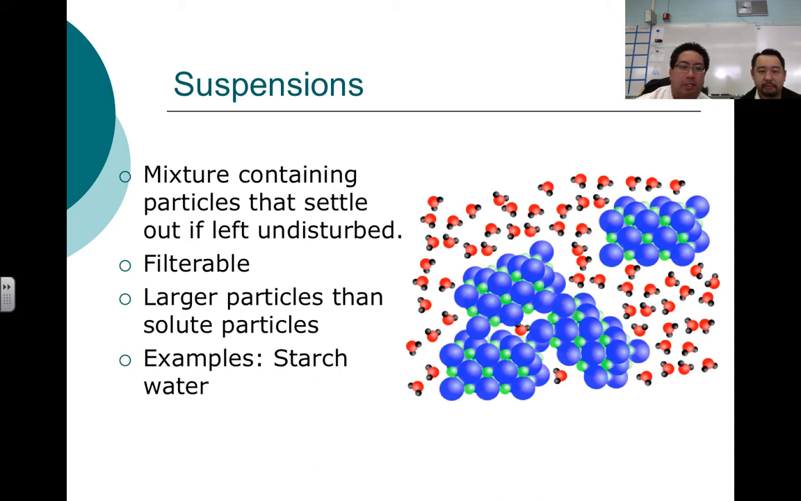First thing we're going to talk about are suspensions. These are mixtures containing particles that settle out if we let them sit for a long period of time. An example of that would be concentrated orange juice. After a while, you just let it sit there in the fridge and it'll settle at the bottom. That's why you have to shake it.